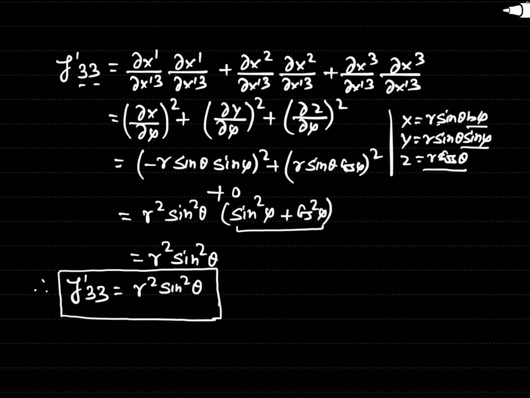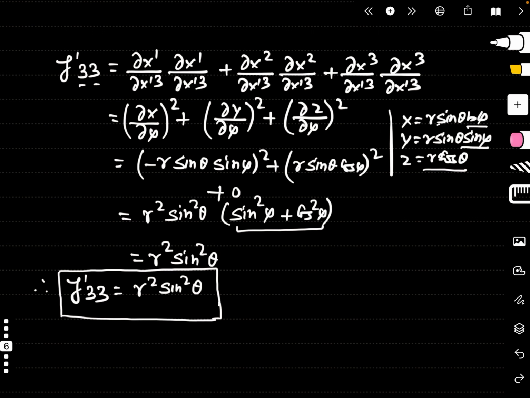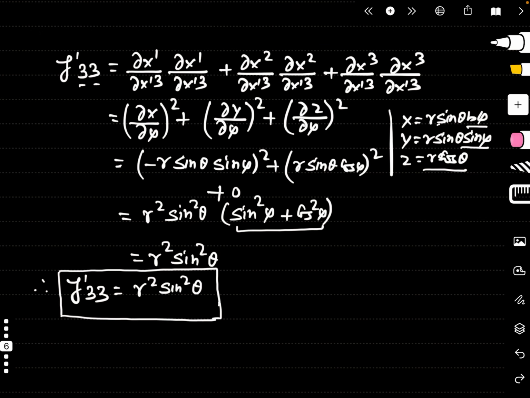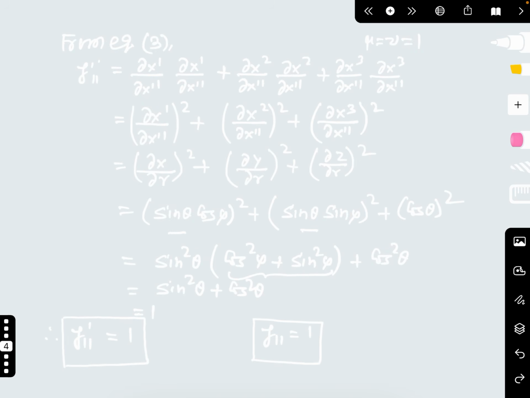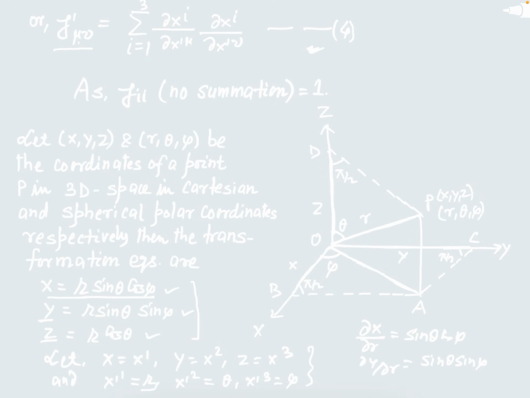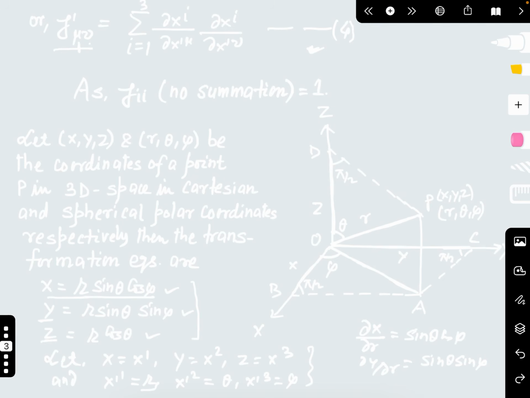Now we will try to find the off diagonal components. And for this we will again see the same transformation equation, as you have defined it earlier in this equation number 4. In this case, if you want to find g prime 1 2, you will take here 1 instead of mu and 2 instead of nu.